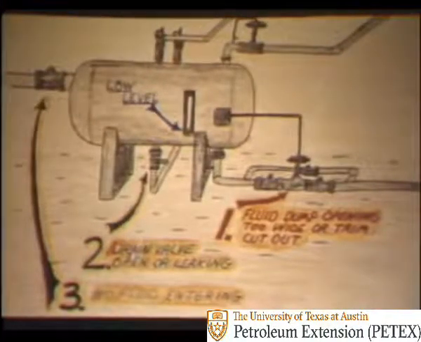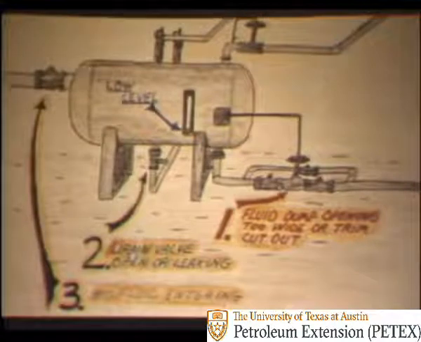First, we will tackle the problem of low level in the separator. This problem is usually caused by one of three things. One, the fluid dump valve could be opened too wide, or the trim in the valve might be cut out, allowing fluid to continue to be dumped even with the valve fully closed. Two, the drain valve might be open or leaking. Or three, there is no fluid coming into the vessel. If you find a low level condition in a separator, check the gauge column to make sure you're not getting a false indication, then proceed with the following steps.